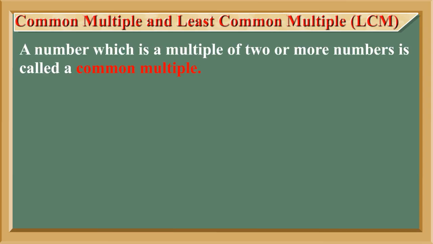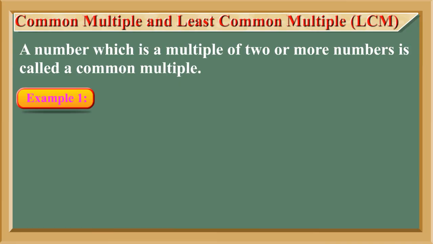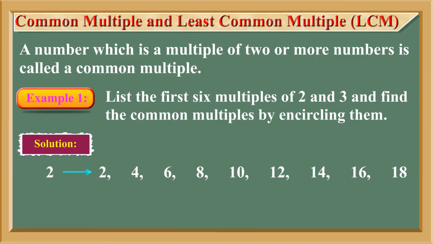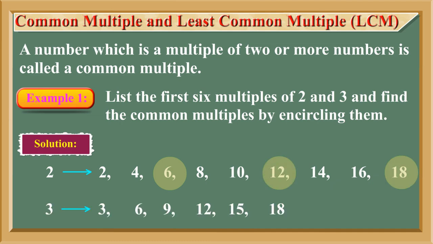Common multiple and least common multiple, LCM. A number which is a multiple of two or more numbers is called a common multiple. Example 1. List the first 6 multiples of 2 and 3 and find the common multiples by encircling them. Solution: 2, 4, 6, 8, 10, 12, 14, 16, 18. We circle 6, 12 and 18. For 3, 3, 6, 9, 12, 15, 18. Common multiples are 6, 12 and 18.